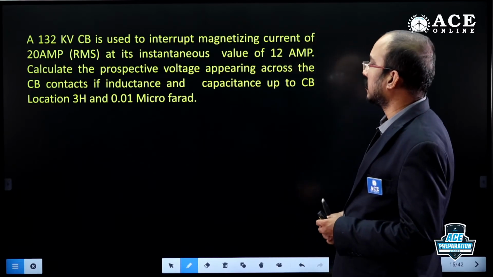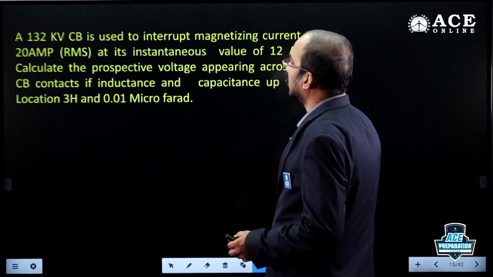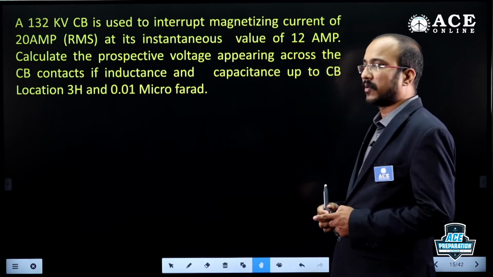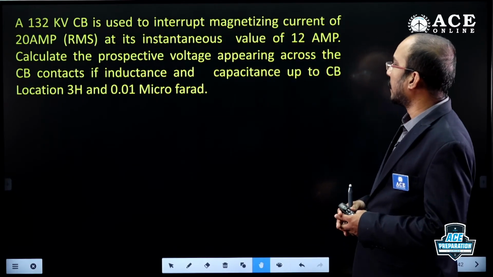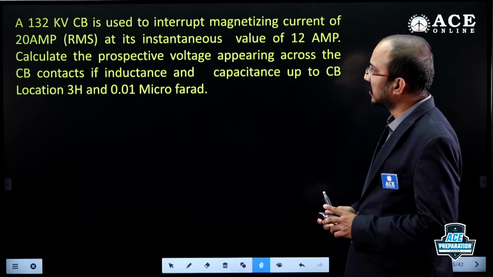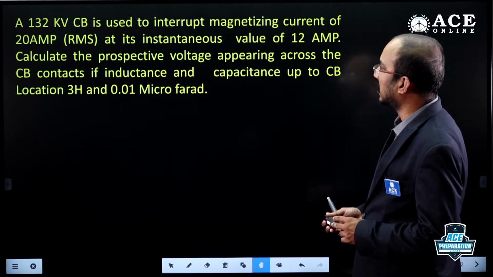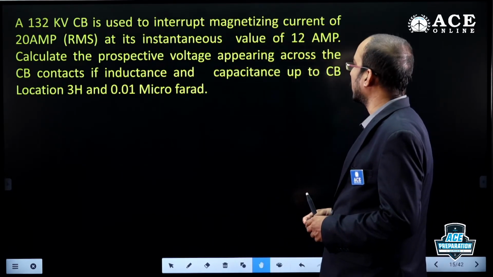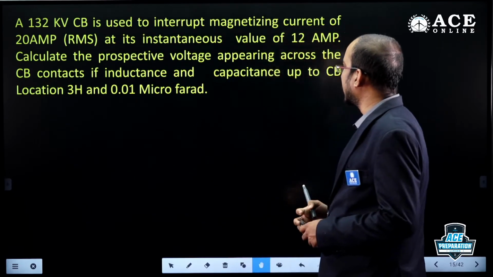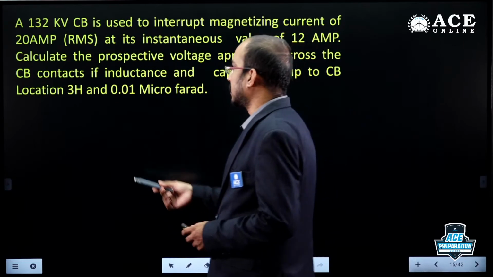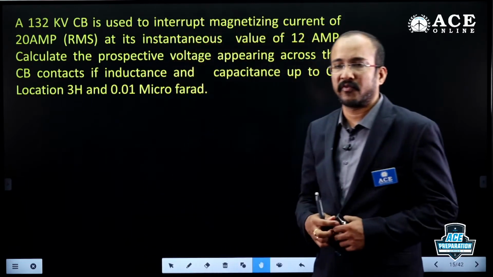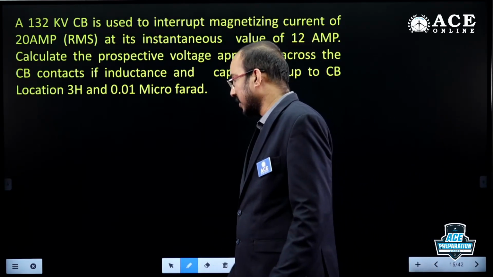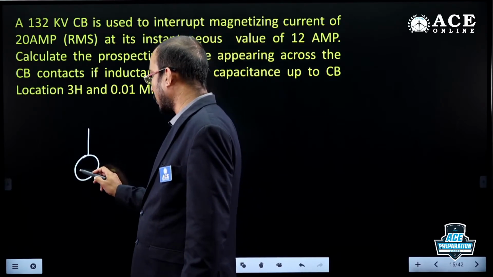A 132 kV circuit breaker. If you observe this question, what has he given? A 132 kV circuit breaker is used to interrupt a magnetizing current of 20 amperes RMS at its instantaneous value of 12 amperes. Calculate the prospective voltage appearing across the breaker contacts if the inductance and capacitance up to the breaker location are 3 Henry and 0.01 microfarad. So what is the prospective voltage appearing across the breaker contacts? Let us observe here. How do you calculate this?